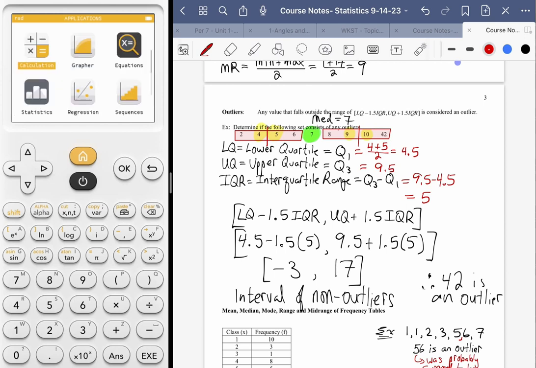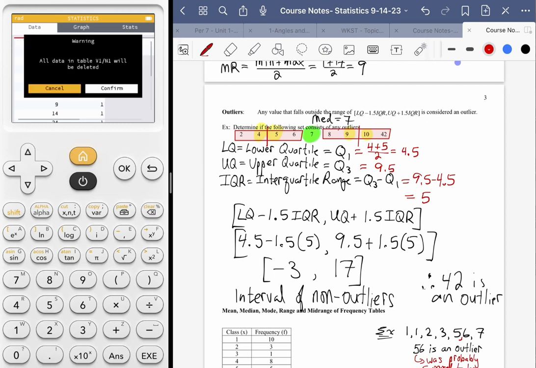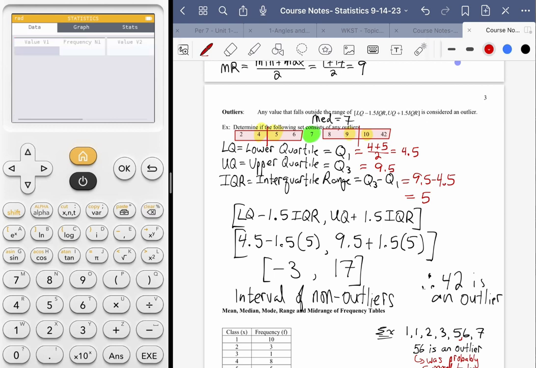I'm going to hit the home button. I'm going to go to statistics. All right, so exactly what we did before. I'm going to wipe out the data that I have here. So again, we wipe it out by hitting the backspace and then confirming it. There are other ways to do it, but I found that to be the most efficient. We type in our new data: 2, enter, 4, enter, 5, enter.